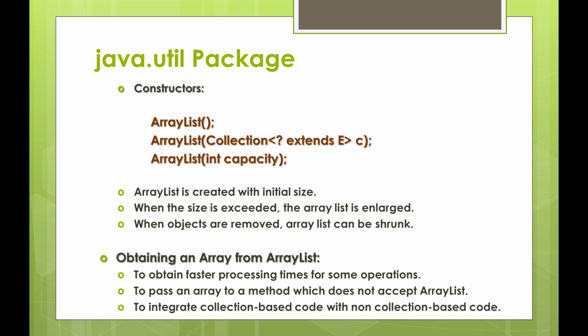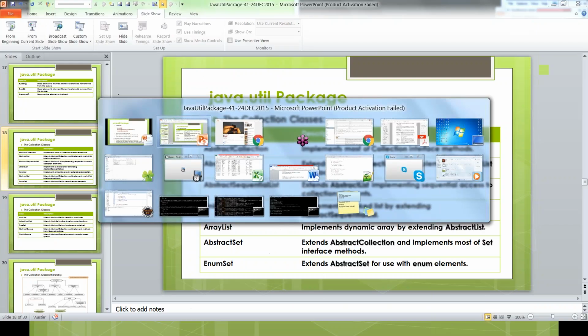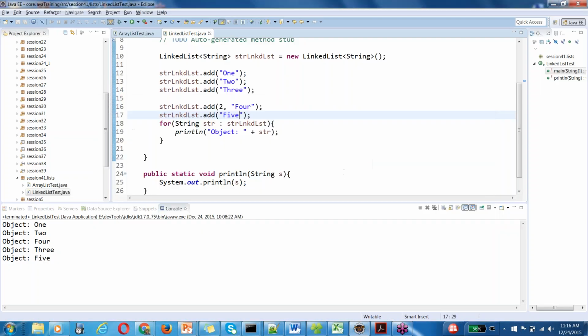That is when this particular ArrayList will become very important. Okay, because after creating the ArrayList, you can grow or shrink as needed. That's what I mentioned here. When the size exceeds, the ArrayList is enlarged, and when you remove elements, it is shrunk. Okay. So let us see an example of ArrayList here.